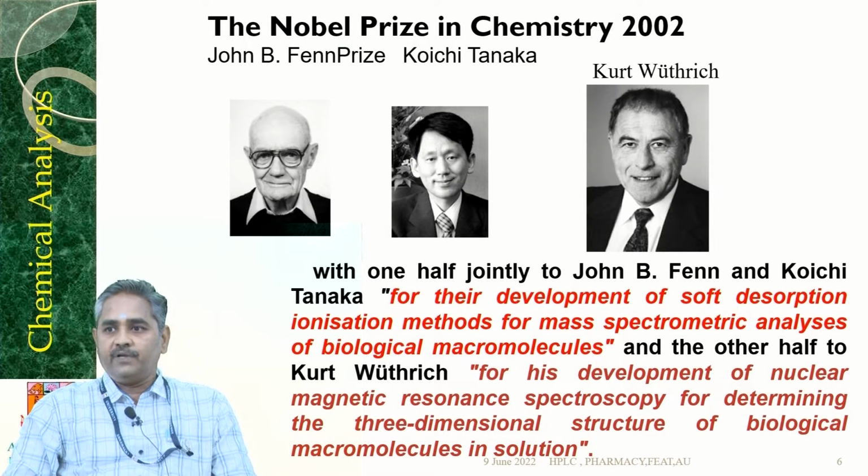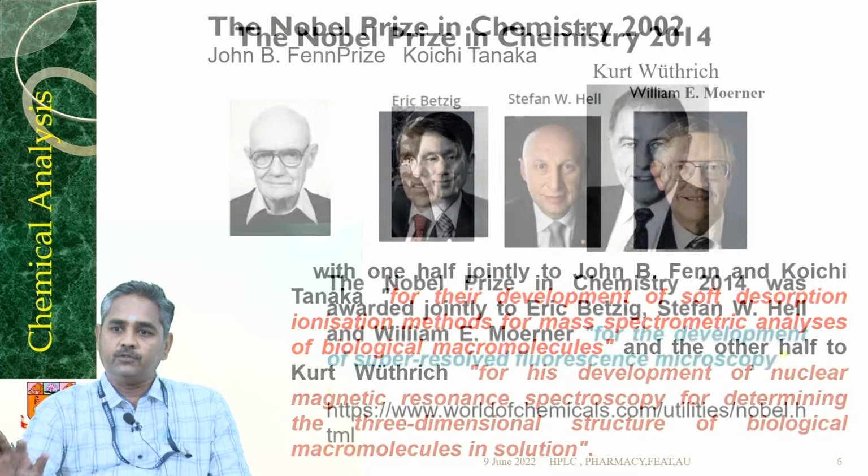Some of the Nobel Prizes in the field of chemistry went to John Fenn, Koichi Tanaka and Kurt Wüthrich. One half was given jointly to John Fenn and Koichi Tanaka for their development of soft desorption ionization methods for mass spectrometry of biological macromolecules, and the other half of the Nobel Prize was given to Kurt Wüthrich for his development of NMR spectroscopy for determining the 3-dimensional structure of biological macromolecules like insulin in solution.